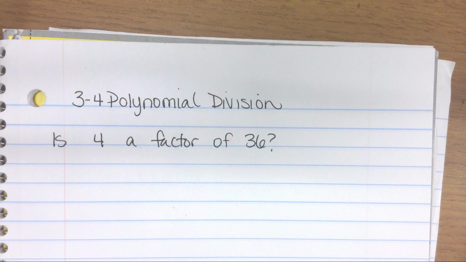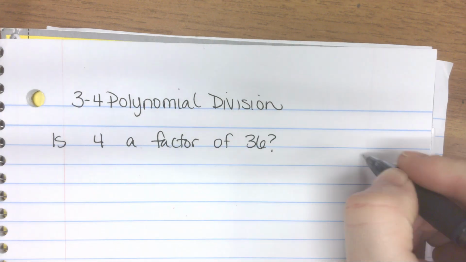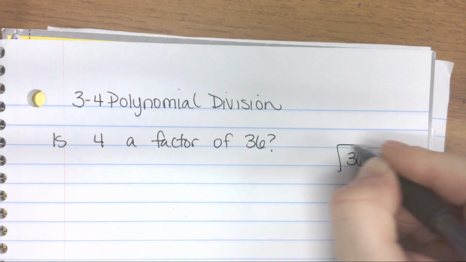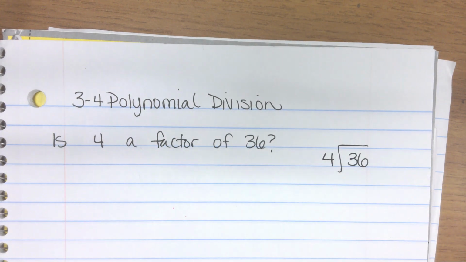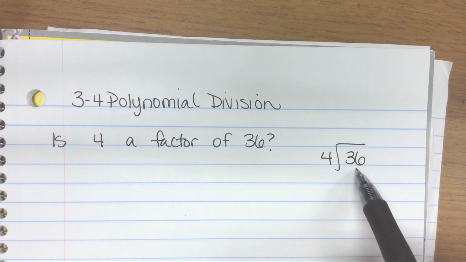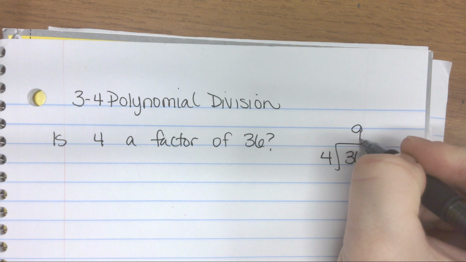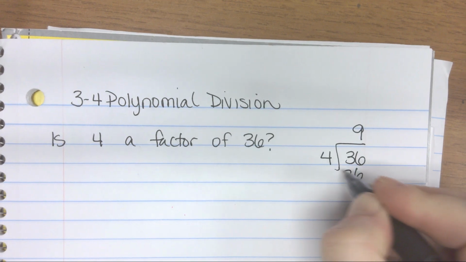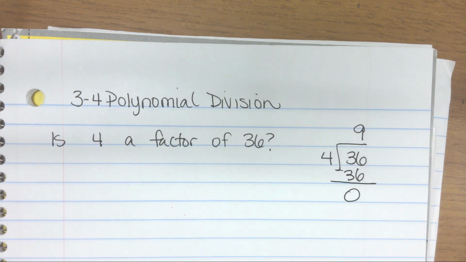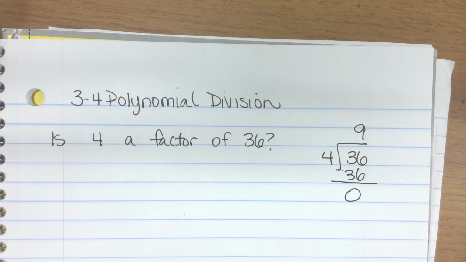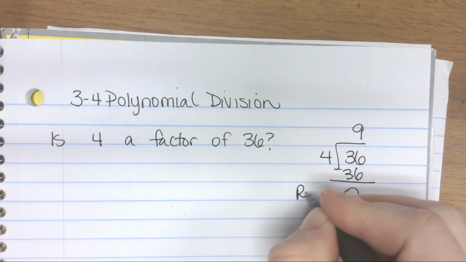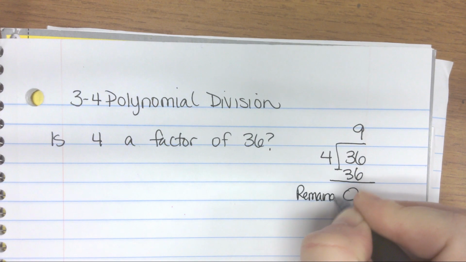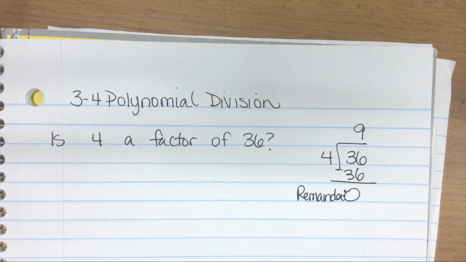So in order to be a factor of something, I hope you would agree, let's write it in the division way. That number should go into the number under the division symbol. So this goes in 9 times with a remainder of 0. So that's my remainder right there.